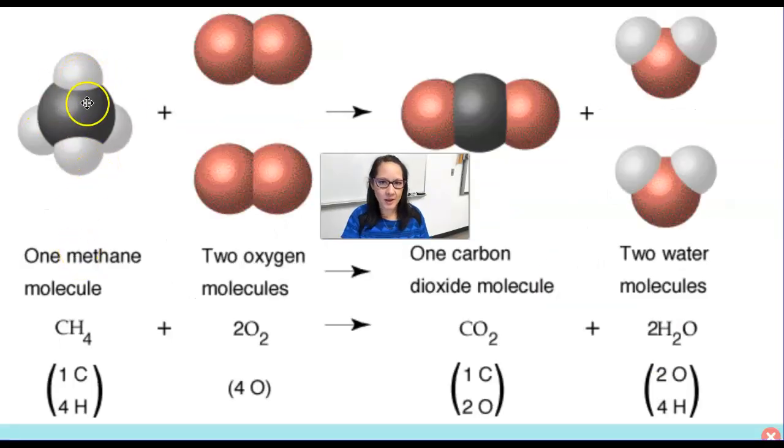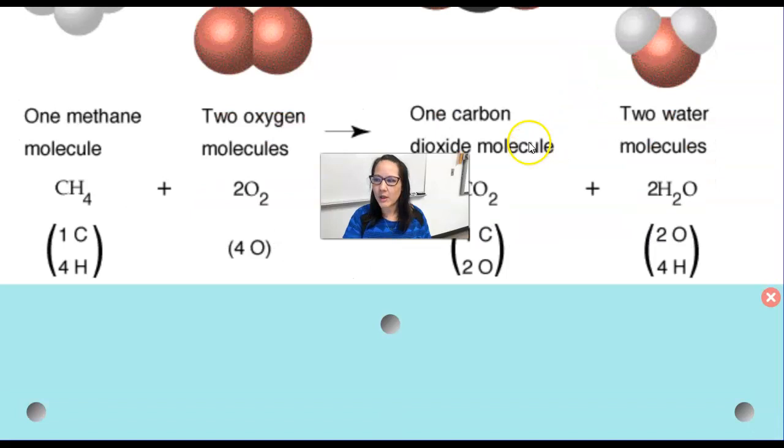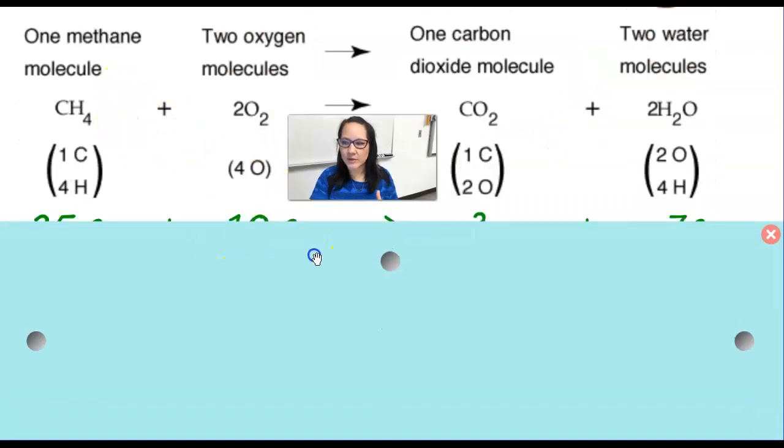So here we have another chemical reaction. We have a methane molecule plus two separate oxygen molecules, and when these react with each other, they change and rearrange into a carbon dioxide molecule and two water molecules. So the total mass before, this is the reactants on the left side of the arrow, has to be equal to the total mass of the products, which are on the right side of the arrow. So let's consider some numbers.